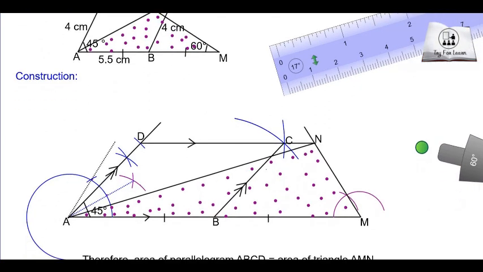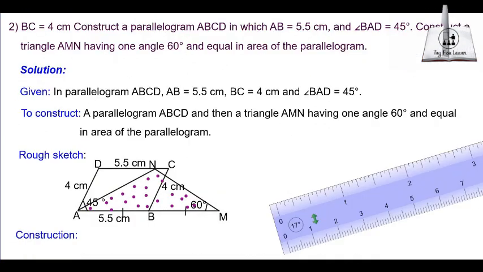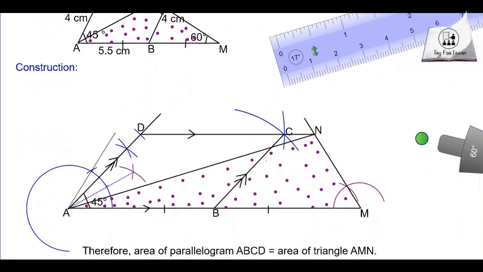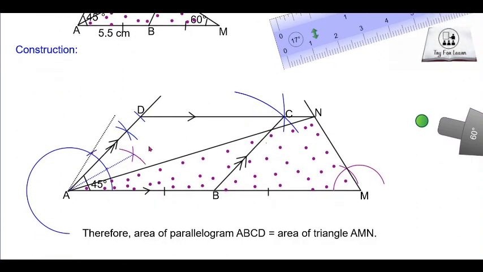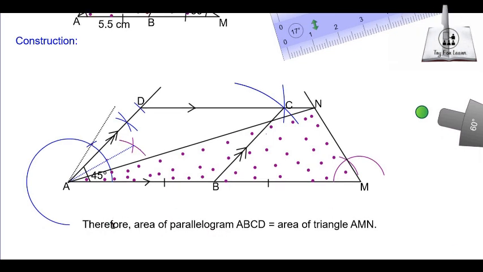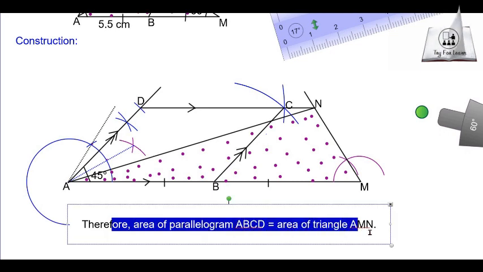And in the construction, by following that rough sketch, we have to construct parallelogram ABCD, and then we have to produce its base AB equal to its length. BM is equal to AB. You know, this AB is produced up to M. After this, you see at vertex M a 60-degree angle is drawn, and from where N is, we get triangle AMN whose area is equal to parallelogram ABCD. Therefore, area of parallelogram ABCD is equal to area of triangle AMN.